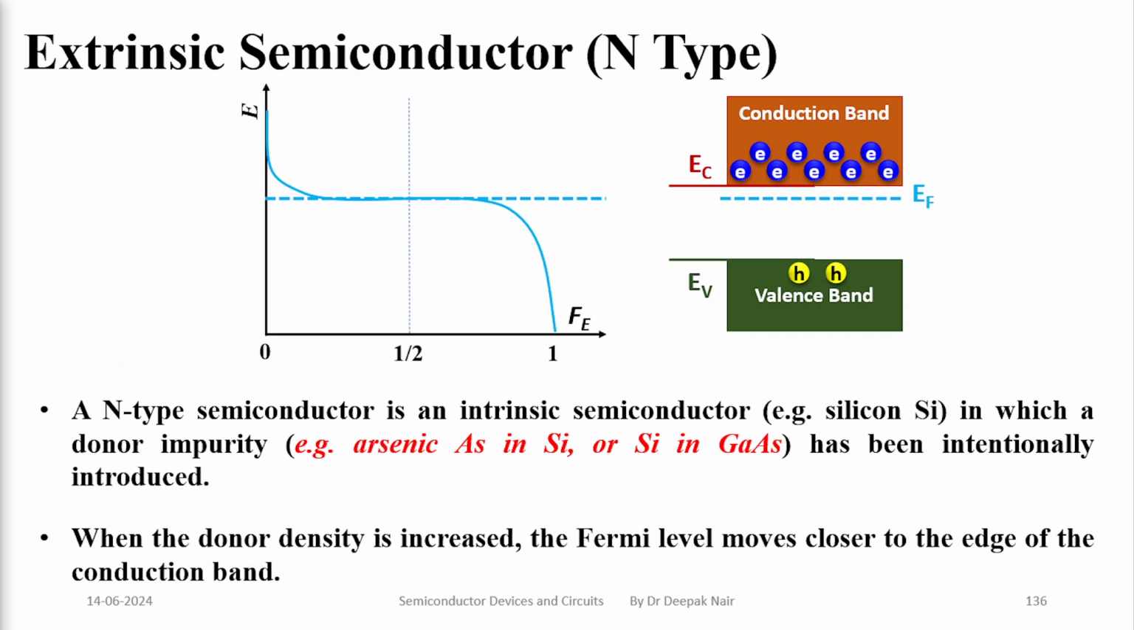So two things we have to remember. In a p-type semiconductor, the EF moves closer to the valence band, and in case of an n-type semiconductor, EF moves closer to the conduction band.